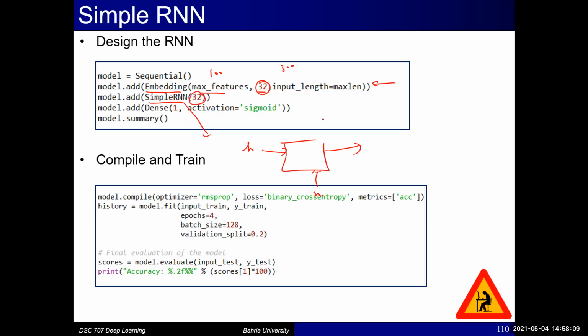And what is this 32? This 32 is the number of neurons here. In our example, we had 3 neurons, when we were solving that character recognition problem. So this 32 is actually the number of neurons, and we have only one hidden layer, a simple RNN, and then this is our output layer. The activation function is sigmoid because we are solving a 2-class problem, whether the review is positive or negative.